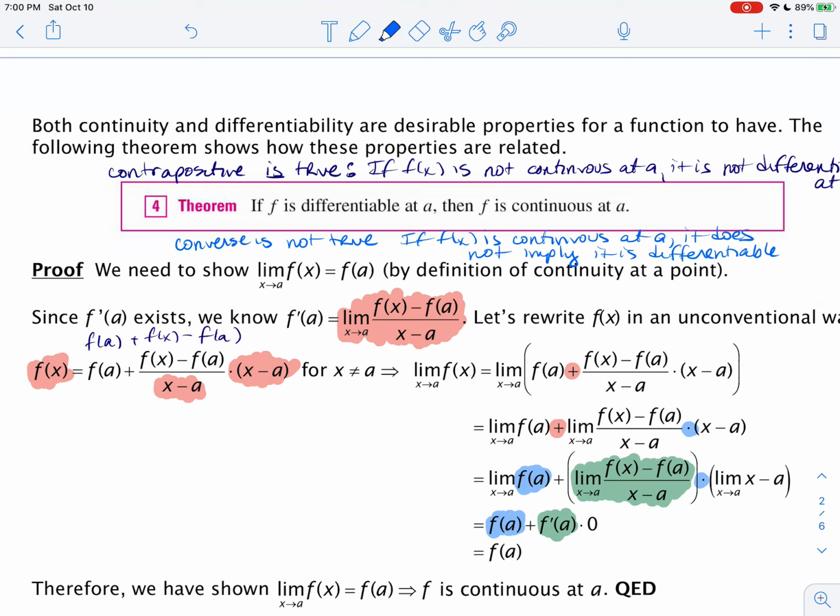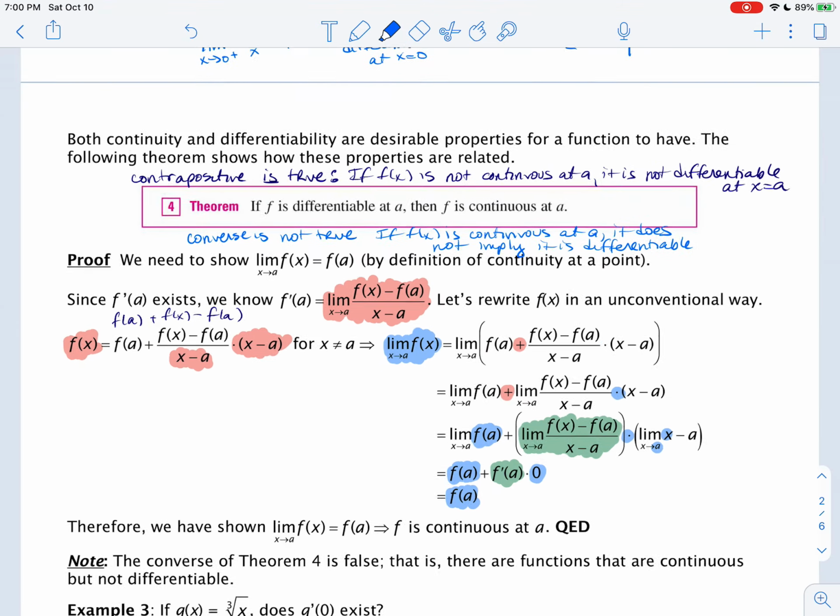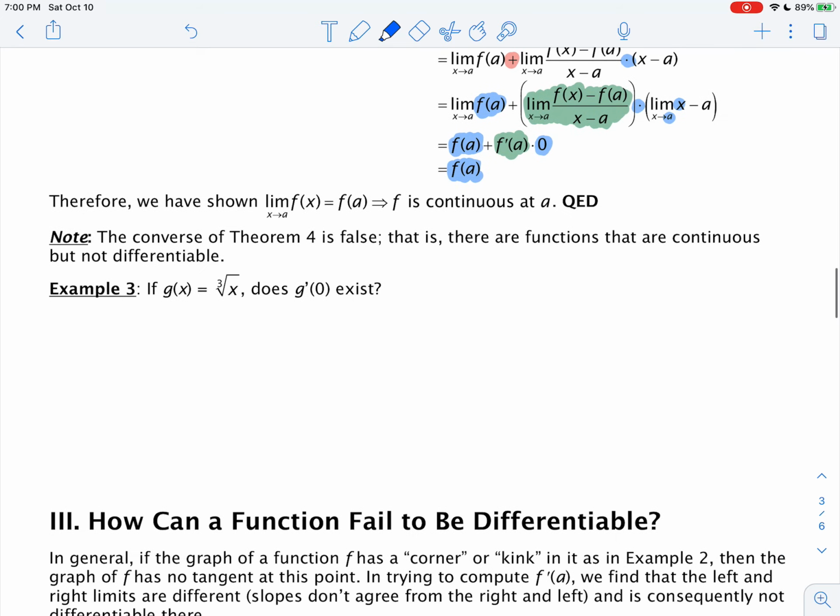And when we go to evaluate a limit, we plug in wherever x appears that value. So if we plug in a here, we get a minus a, and a minus a is going to be 0, and anything times 0 is 0. And so we have shown that the limit as x approaches a of f of x does equal f of a, and we only used the assumption that f was differentiable at a. That's pretty cool. All right.